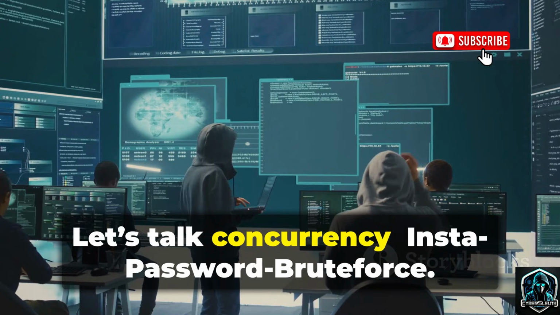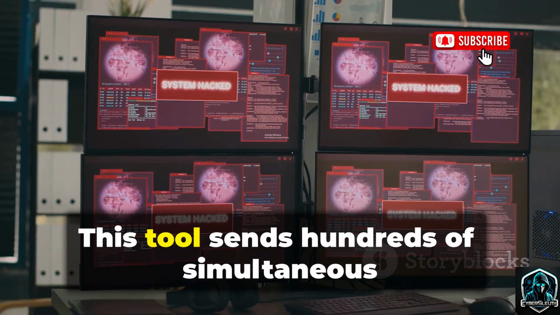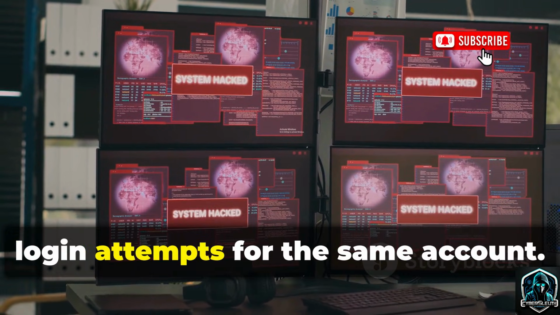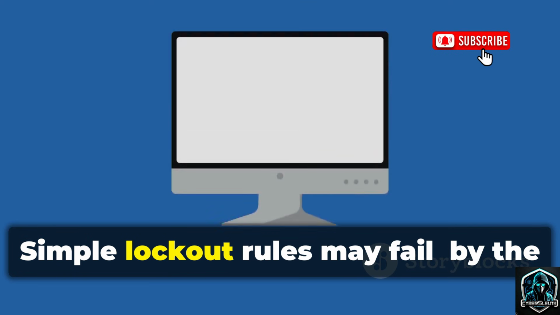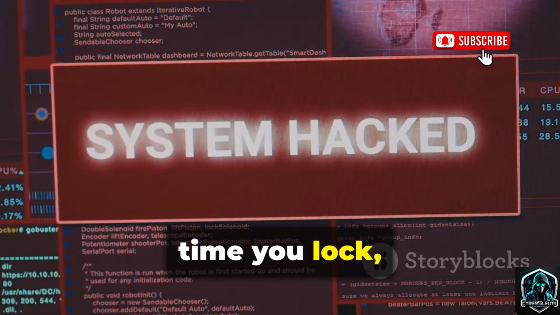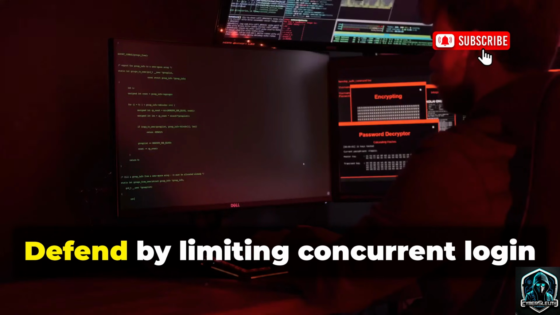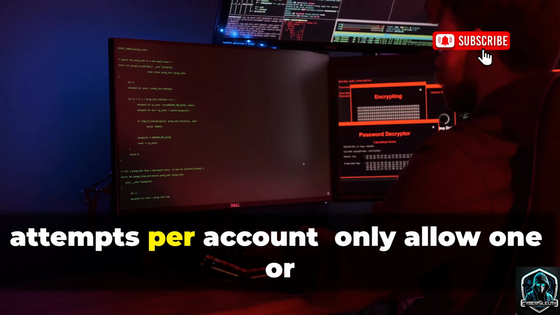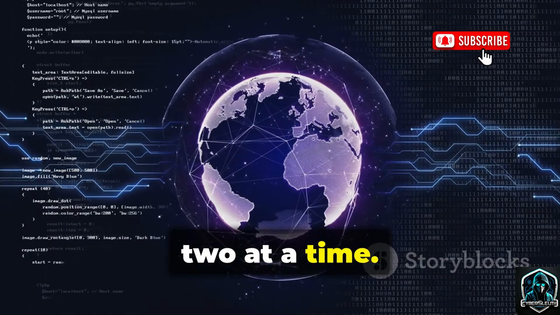Let's talk concurrency. Password brute force. This tool sends hundreds of simultaneous login attempts for the same account. Simple lockout rules may fail. By the time you lock, the attack is done. Defend by limiting concurrent login attempts per account. Only allow 1 or 2 at a time.